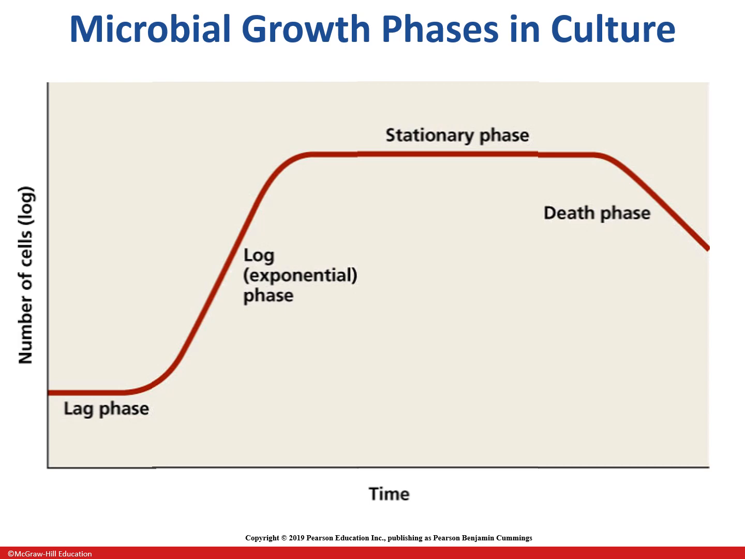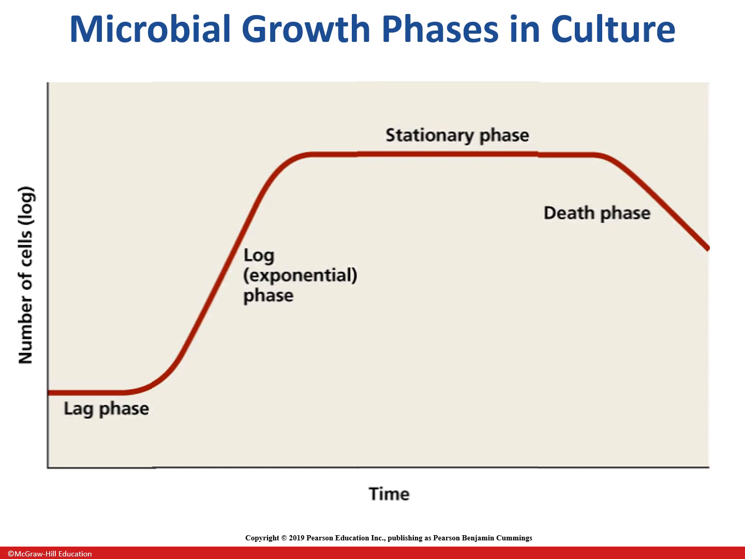But at some point, not only are the nutrients going to run out completely, but the wastes are going to increase to the point that they're toxic. So anybody that's in there, the number dying is going to outweigh the number that are still trying to reproduce or still hanging on. And so you get what's called the death phase.